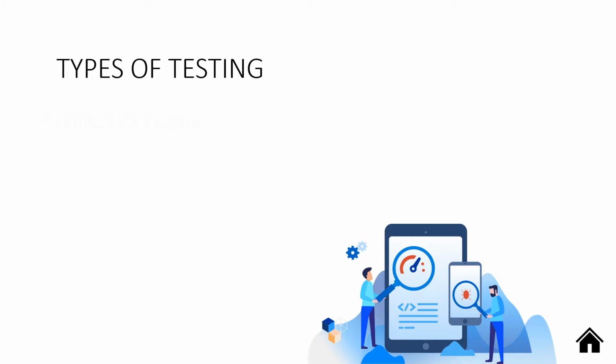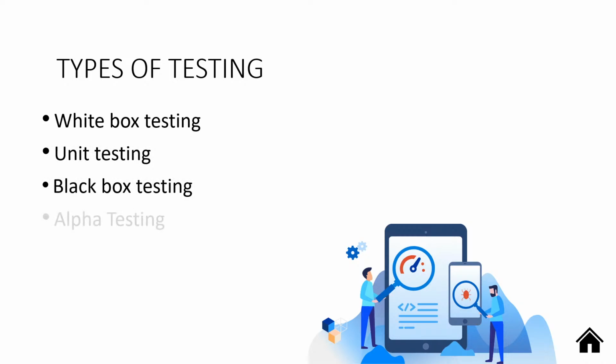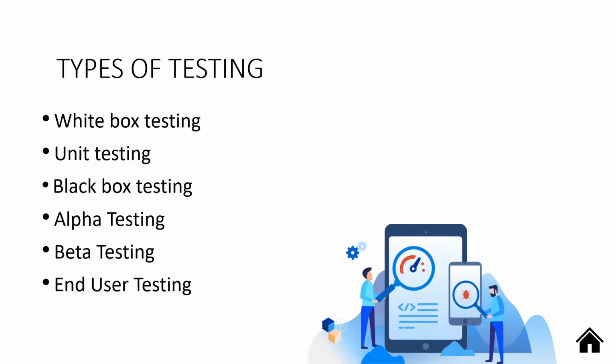So let's have a look at a couple of different types of testing. We've got white box, unit testing, black box testing, alpha, beta testing, end user testing, and user acceptance testing.